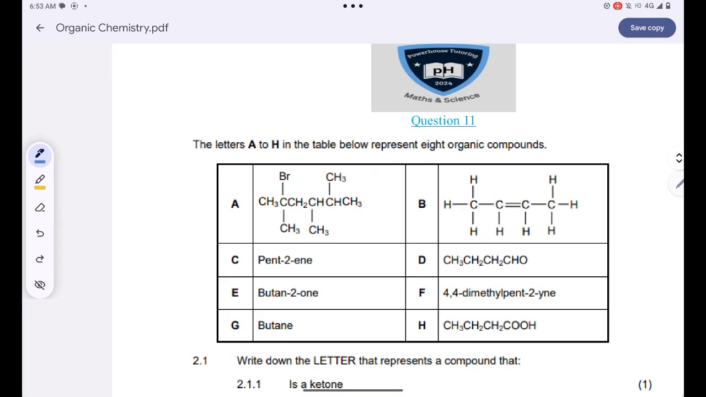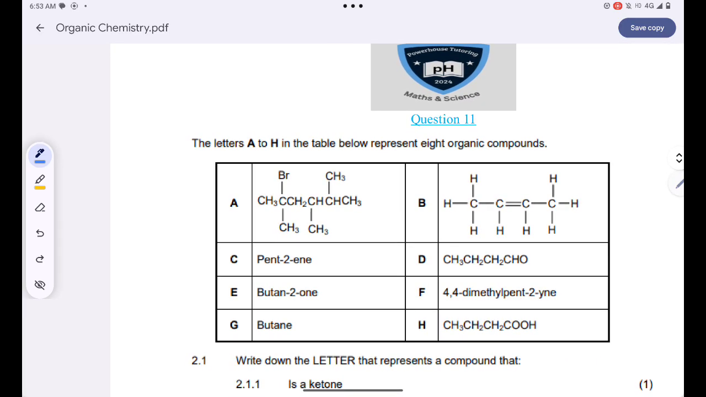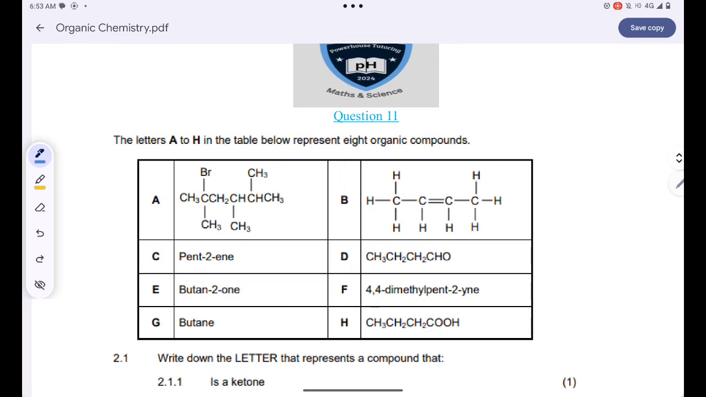Before I start answering, guys, I need to make sure that I analyze each and every compound individually. If I'm given a condensed structure, I must draw a structural formula and then write down the IUPAC name. If I'm given an IUPAC name, I must just draw a structural formula. If I'm given a structural formula, I must just write down the IUPAC name.